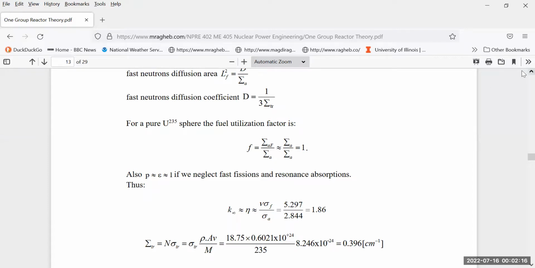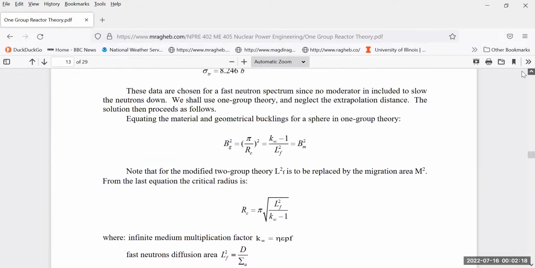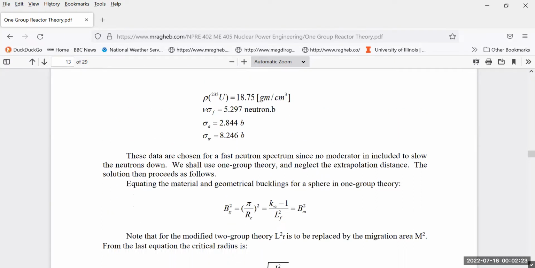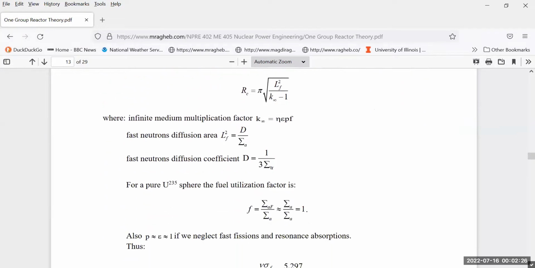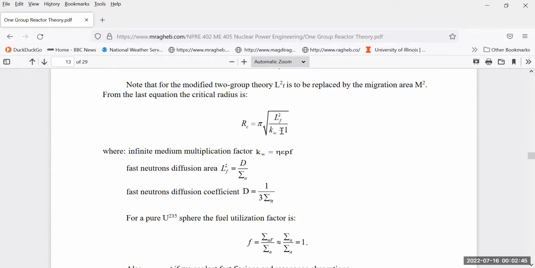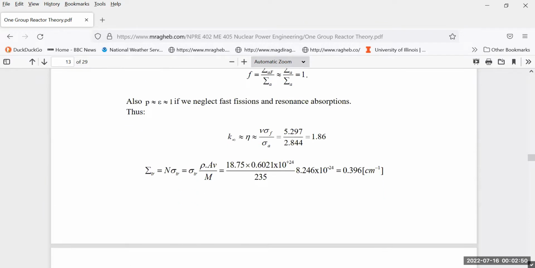From the data of Wirtz here, nu sigma f is 5.29 neutron barn, and the sigma sub A is 2.84. So in that case, our infinite medium multiplication factor is 1.86. Remember, that applies to an infinite medium, but we have a finite medium in that case. So we are going to use it in our equation for the material buckling, the k infinity minus 1 in the denominator. All right, so that is for that material.